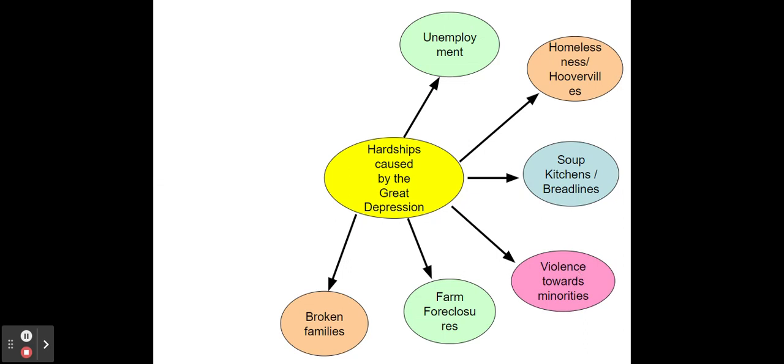All right, broken families. We often don't think about that, but this often happens. You have mom and dad leave trying to find work, even if it means going to a different state, and they leave the kids with grandparents. And this was happening to my family, as a matter of fact. My grandfather and his sister were possibly going to have to be put in an orphanage because their father could not take care of them. So families are broken up as people are looking for work.